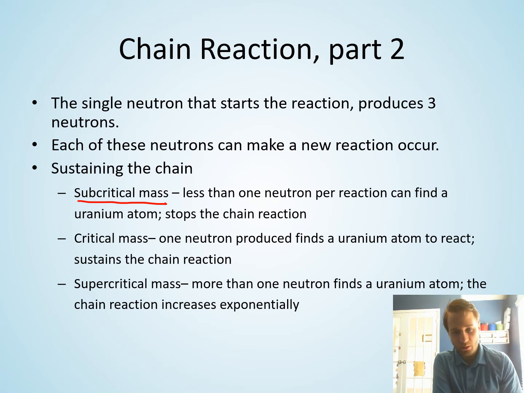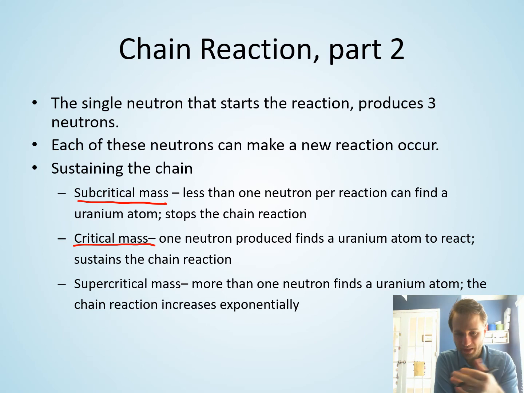Now, at the critical mass, out of those 3 neutrons that are formed, on average, 1 of them finds your uranium atom, and that then can sustain the reaction, right? Because then I have 1 neutron producing 1 neutron that finds another uranium, produces 1 neutron that finds another uranium, and so on and so forth. So then I'm releasing the same amount of energy over time, because I'm just having the same number of reactions occur over and over again.